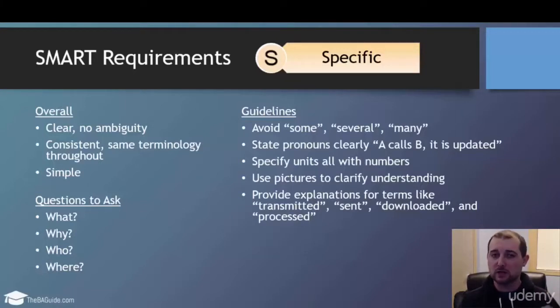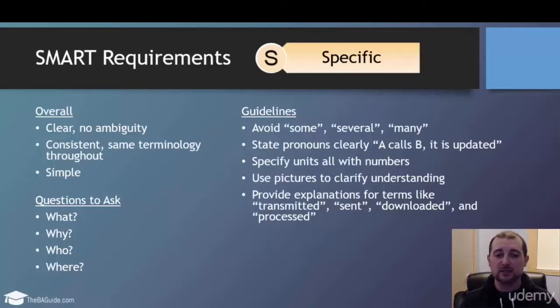You want to use pictures. This is something you're going to learn as you get into analyzing requirements and specifying requirements and making them more usable and readable. But you want to use pictures to help paint the visual of what that requirement is stating.